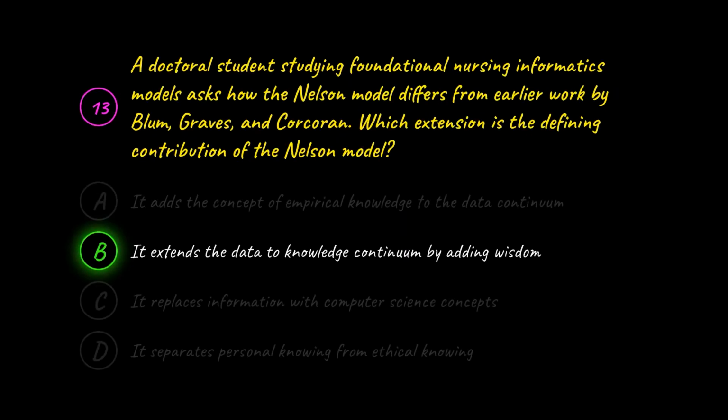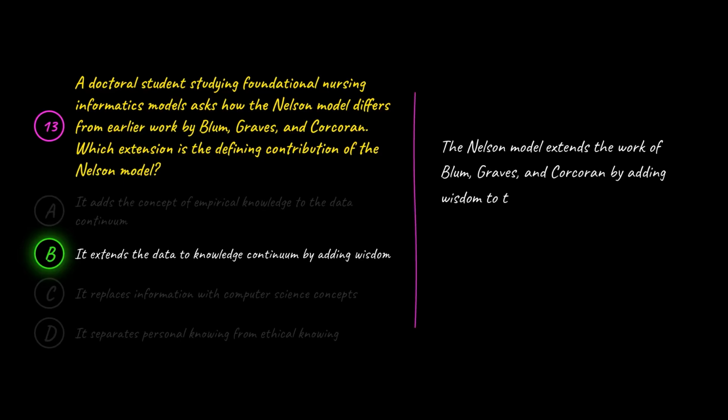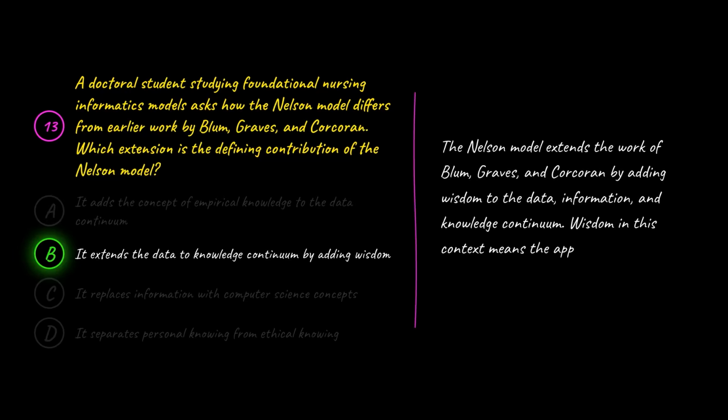The correct answer is B. It extends the data to knowledge continuum by adding wisdom. B is correct because the Nelson model extends the work of Bloom, Graves, and Corcoran by adding wisdom to the data, information, and knowledge continuum. Wisdom in this context means the appropriate use of knowledge to manage or solve human problems, which sits at the top of the hierarchy.